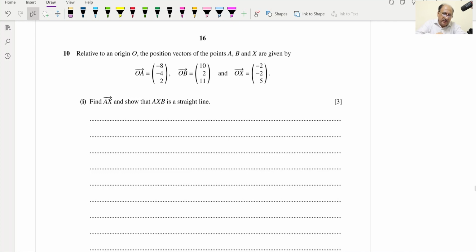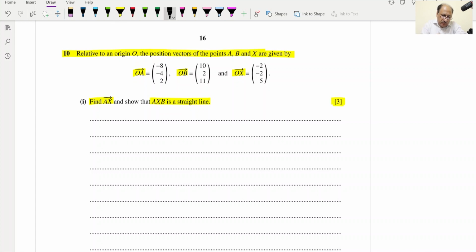Question number 10 says relative to an origin O, the position vectors of points A, B and X are given by OA, OB, and OX. These three vectors are given. Find AX and show that AXB is a straight line. So this is a 3-mark question.